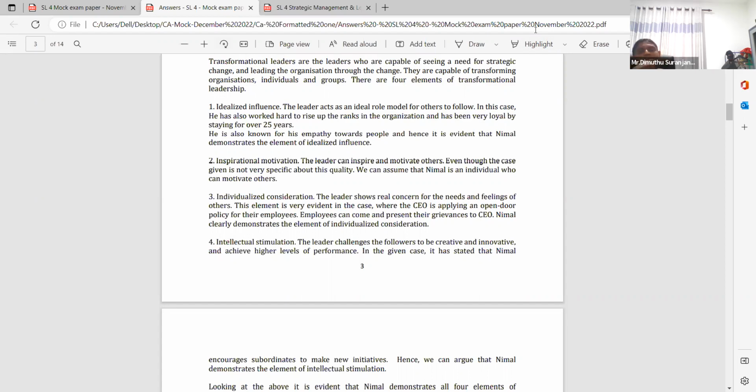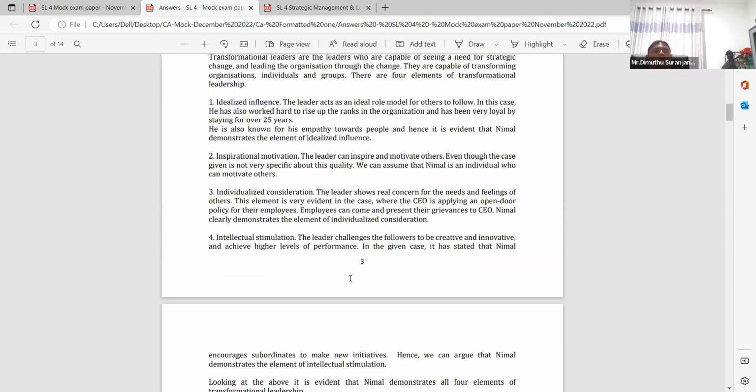Individualized considerations. So open door policy. That means you give attention to each one's requirements and grievances. Intellectual stimulations. So you ask your followers to become creative and innovative, and make new initiatives. So that point is also there.